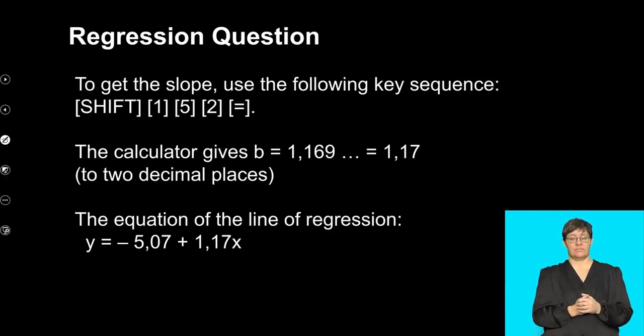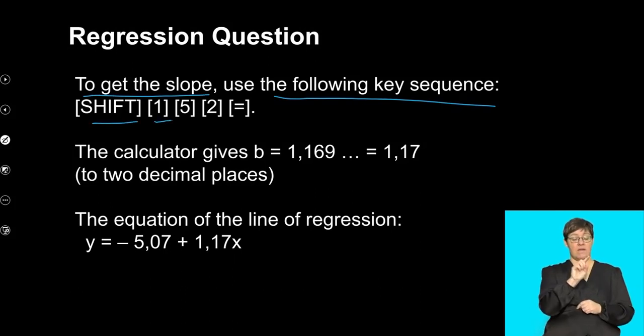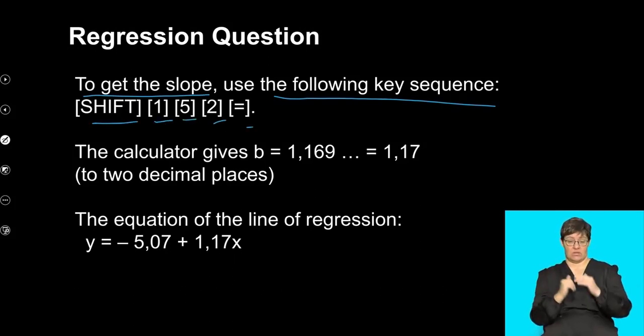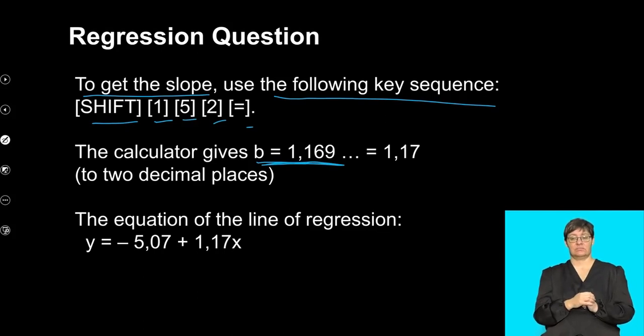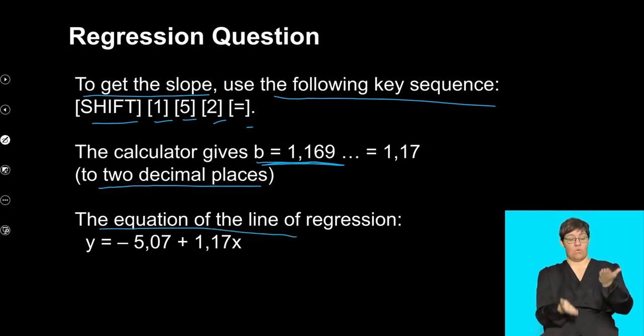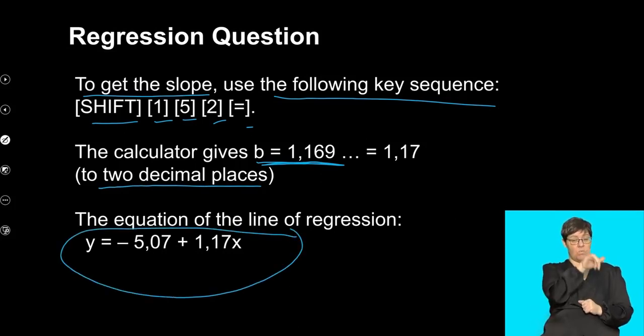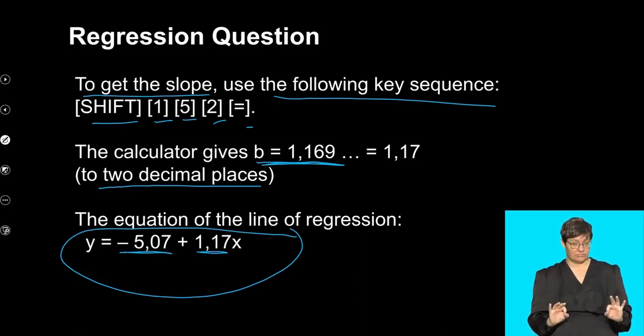Okay, so to get the slope, we agreed, use the following key, Shift 1, 5, 2, equal. So the calculator gave us the B value, which is that, to 2 decimal places. Are we together? Then our equation of the regression is that. Are we together? Which is our equation of a straight line, our y-intercept, and our gradient, which was given to us. Are we together? Okay.